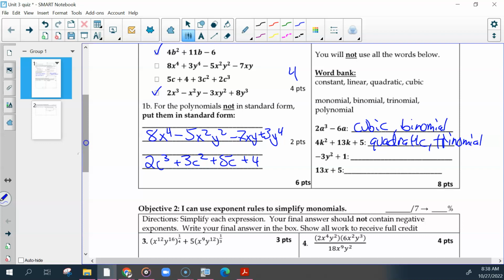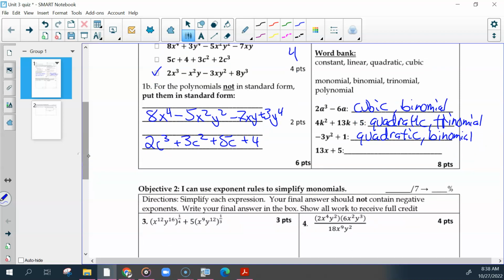Quadratic again, but then binomial. Highest exponent is 2, only 2 terms. And then this one is a linear because we only have an exponent of 1. And again, a binomial. Constant is when there are no variables at all. Questions on that one?